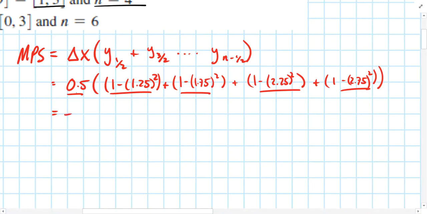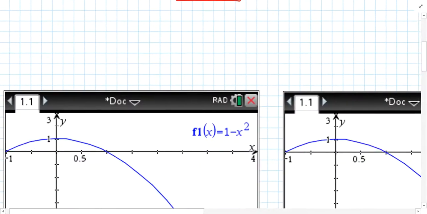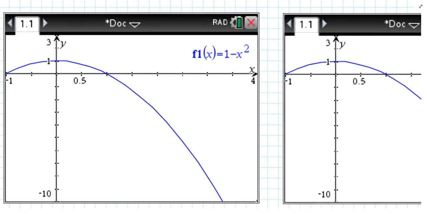But what's interesting is that the result comes out to be negative 6.625. Now, how do we get an area that's negative 6.625? How do we obtain a negative area? Well, here again, in this particular example, we're looking at x values between 1 and 3, and we did end up with 4 subintervals whose heights were determined by the midpoints of those intervals.